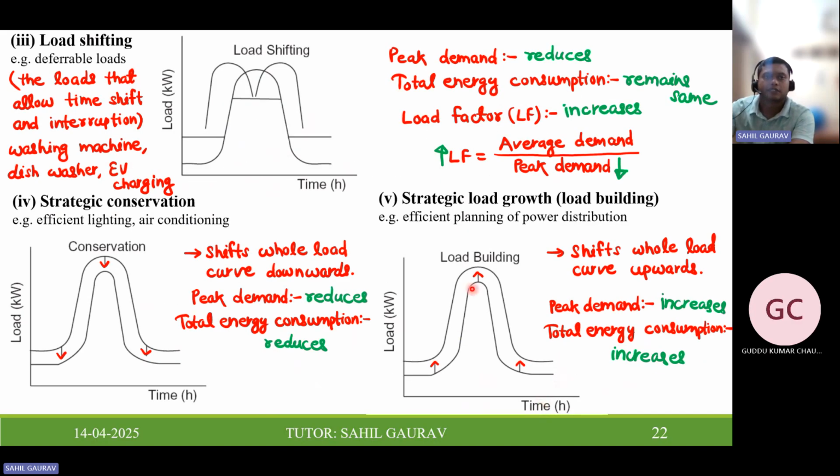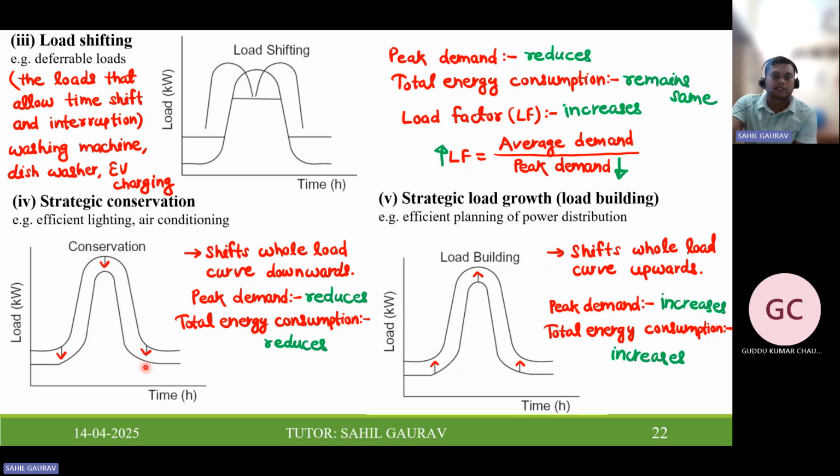And next we have load shifting. In load shifting, we are shifting the power consumption from the peak hours to off peak hours. So it will reduce the peak demand and total energy consumption will remain the same. And by shifting, your load factor will increase, and that is desirable for the utility.